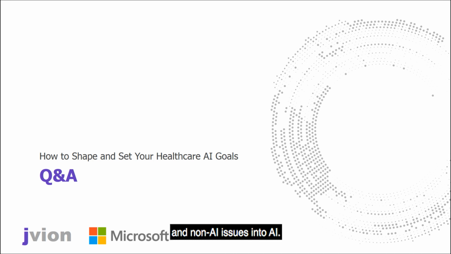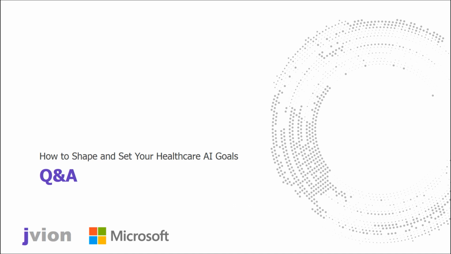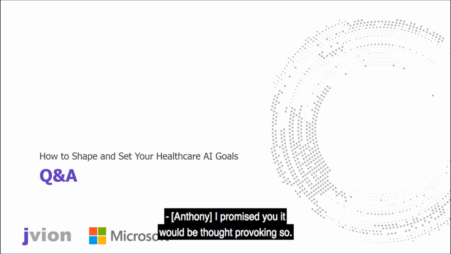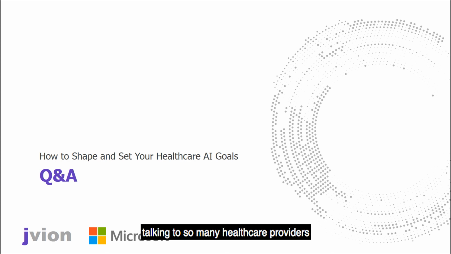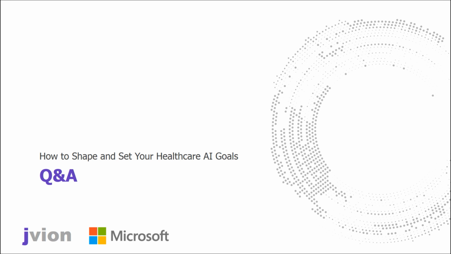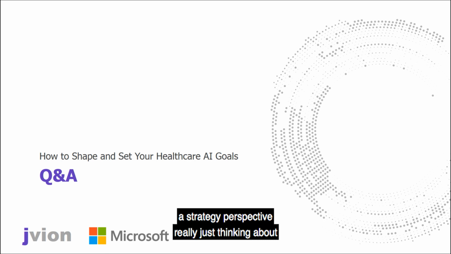I'm going to end with a very thought-provoking question, because I'm always for bringing humanities and non-AI issues into AI. One question from one of our attendees is, what do you think is not going to be good for AI? What will be not good for AI? I promise you it would be thought-provoking. What do you think, John? John and Molly, in your travels and talking to so many healthcare providers and organizations, what are you forecasting will probably not work with an AI component?